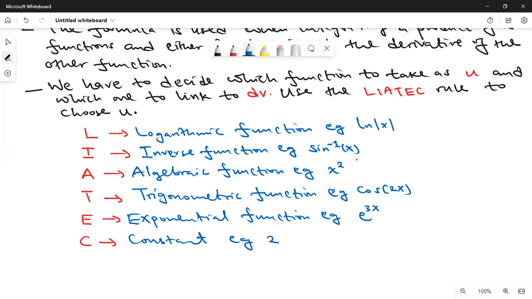So you go in this manner: whichever you encounter first will be u. You start from L going towards C, and you decide which one you encounter first. That is what you link to u. So once we know what LIATEC means, the function u must be the function that we encounter first according to that rule, as I have explained, going from L towards C.